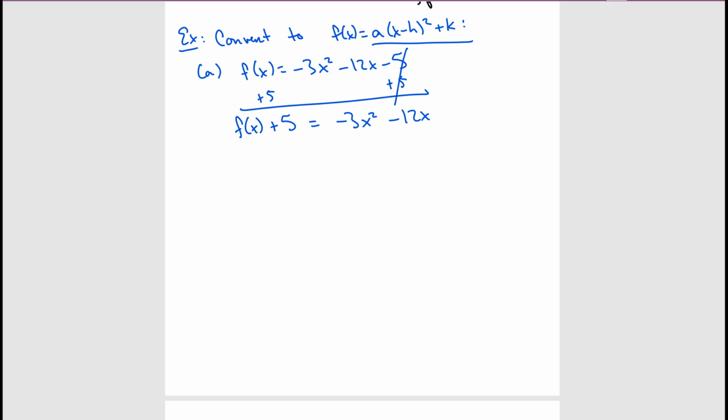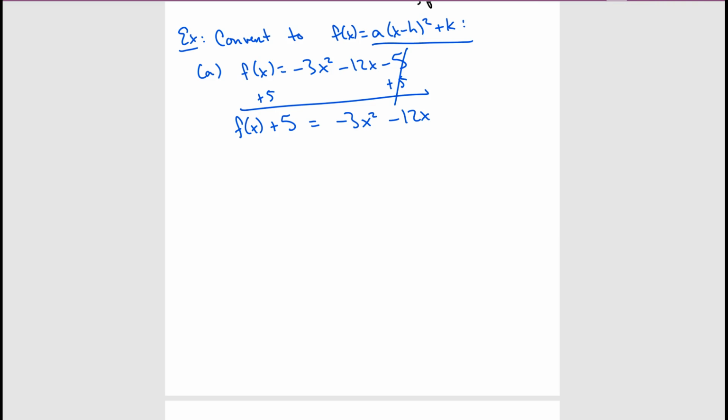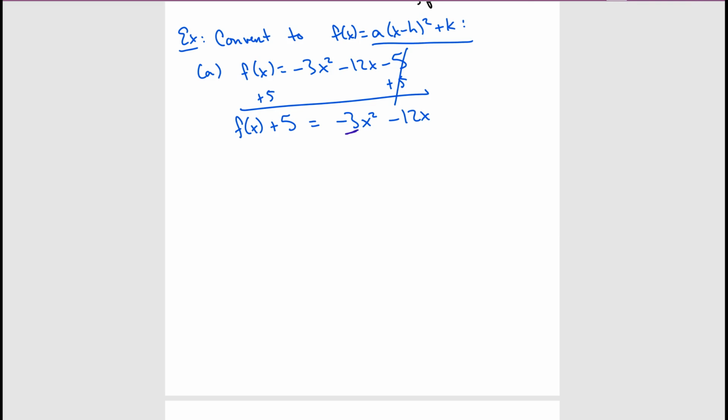So I put the number on the other side, don't worry about that f of x, and then I have all the x's here. Now, if you remember with completing the square, we want to take out anything that's in front of the x squared. In this case, this is negative 3. So I have this f of x plus 5, which isn't really doing anything, and I'm going to take this negative 3 out. So you have x squared. When I took out a negative 3 from here, I got a positive 4x. All right? So that's what I ended up getting.